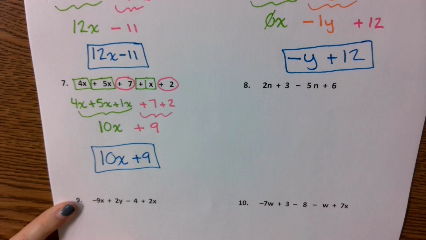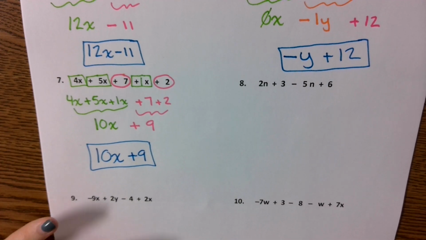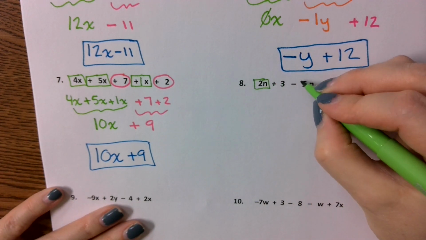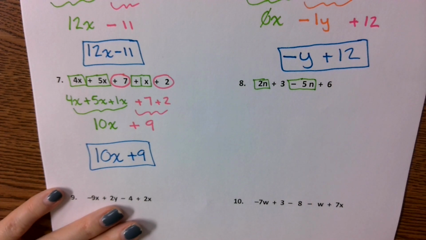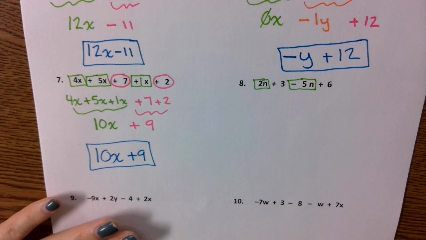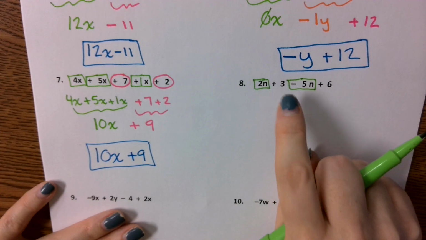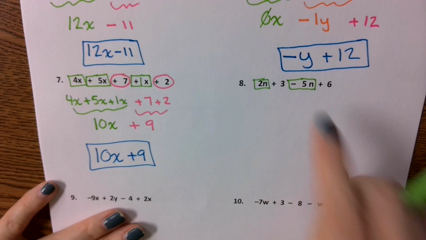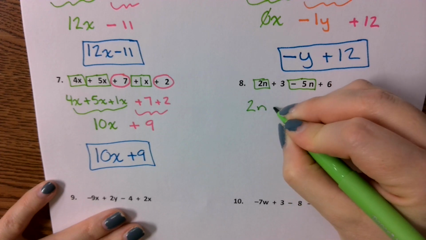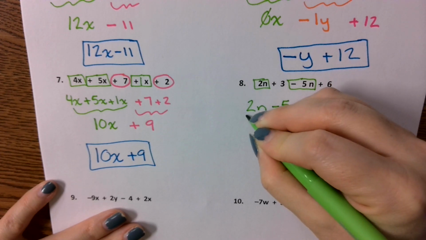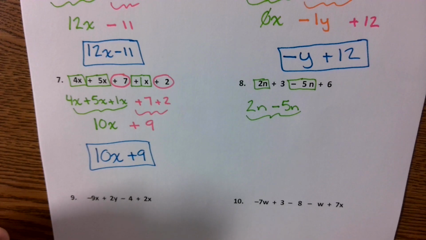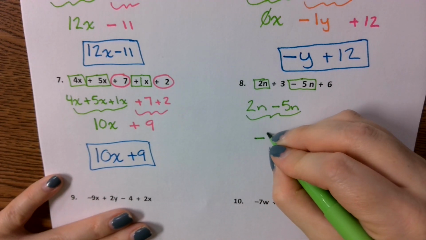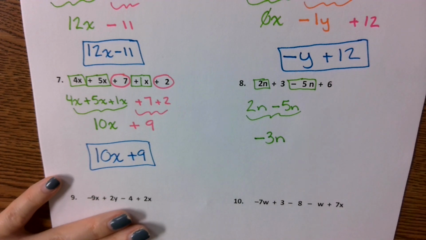Okay, what are my like terms for number 8, guys? Jakaylin, what are my like terms for number 8? Very good. 2n and negative 5n. Jalen, I hope you are not on your computer right now when we're doing notes. So 2n minus 5n. We're technically just doing 2 minus 5 and attaching the n at the end. 2 minus 5 gives us a negative 3.